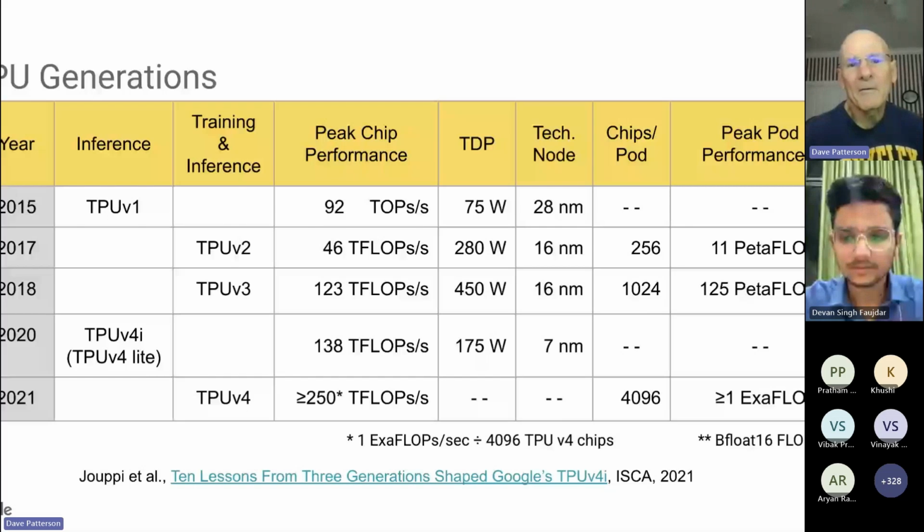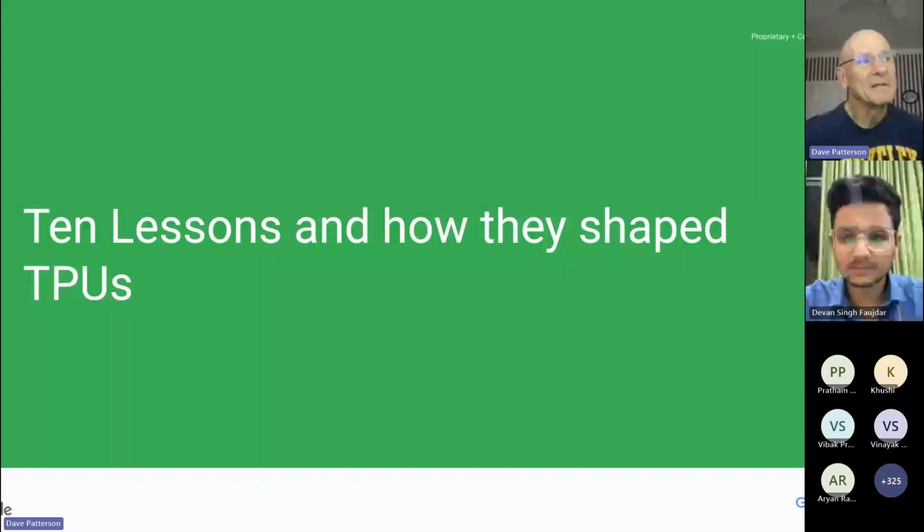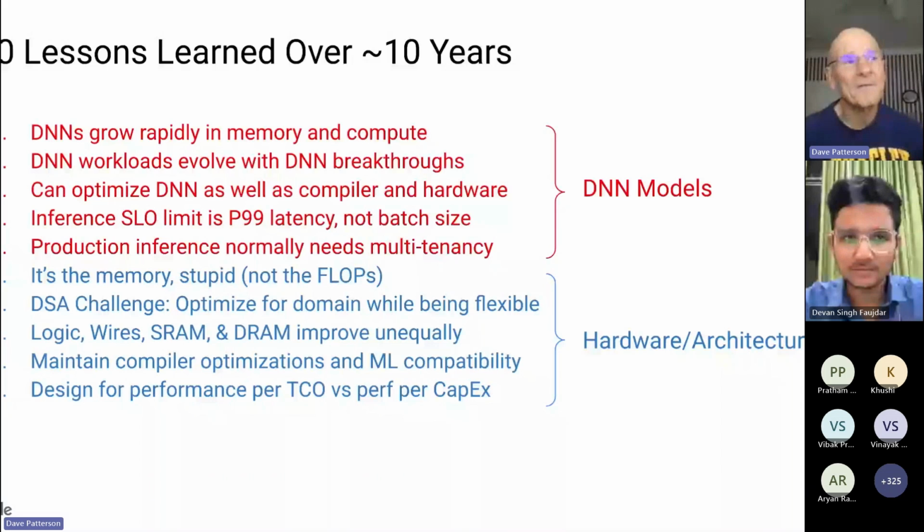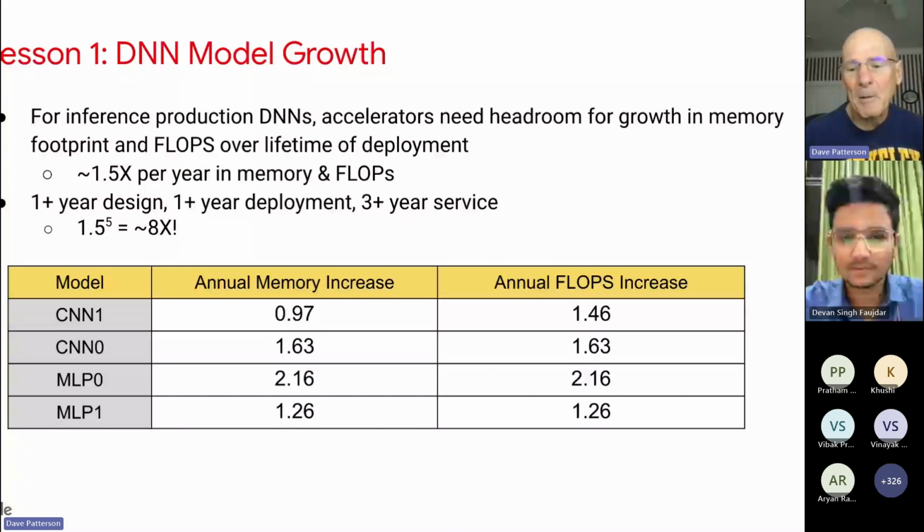So what have we learned from that decade of building TPUs? Well, we split it up into 10 lessons. 5 of them are about the models themselves, the first 5, and the next 5 are about hardware and architecture. Given the time format, I'm not going to go over all of them, but I'll go over many of them. So the first is these deep neural network models grow rapidly. It's much faster than standard software.